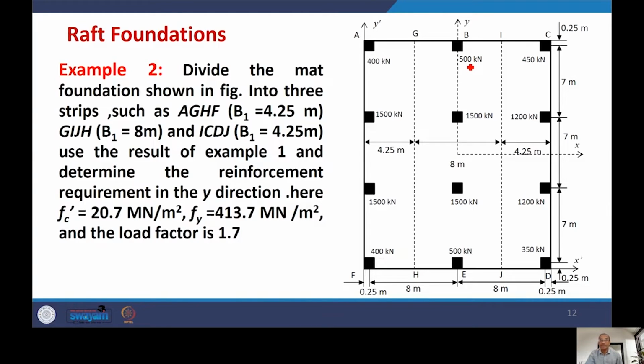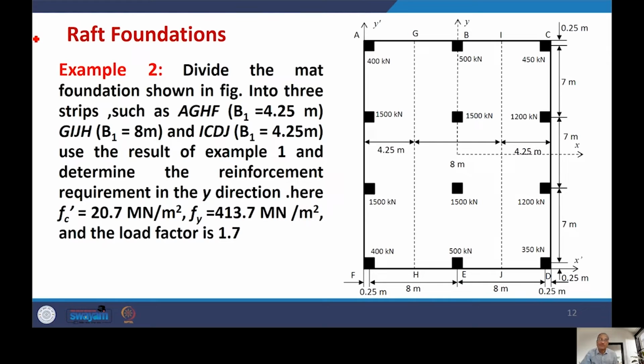Actually, before the reinforcement requirement, we are going to calculate the bending moment and shear force diagrams. We will restrict ourselves to calculating the shear force diagram and bending moment diagram for these three strips. When they are found for these strips, we can determine the maximum bending moment, which will help in the design, that means for finding the reinforcement. So our objective here is to find the shear force diagram and bending moment.